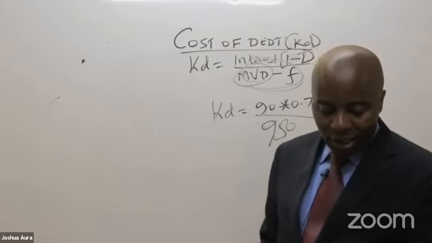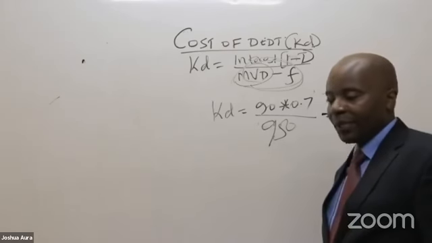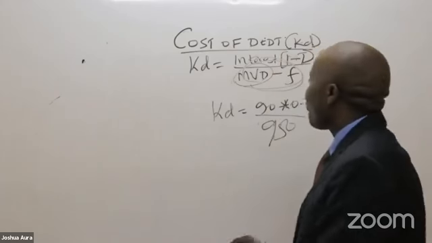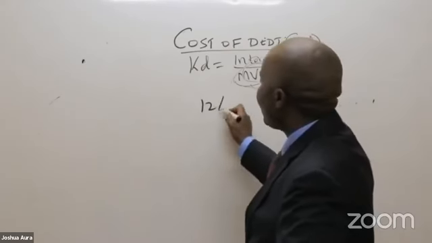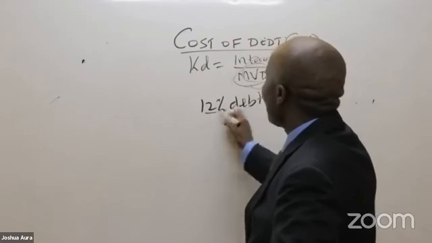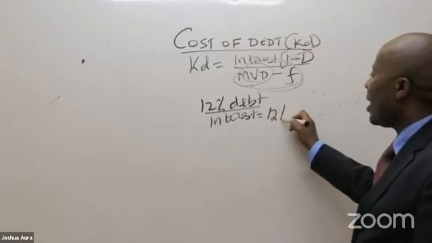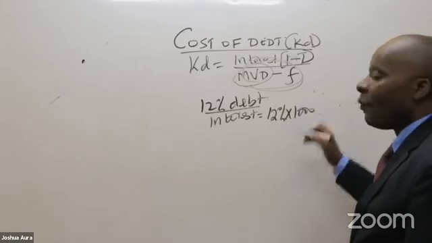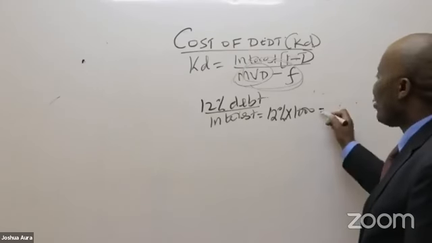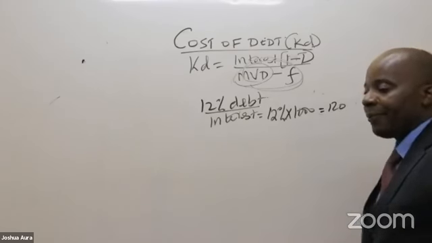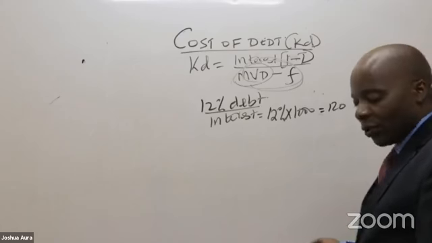The next thing is the 12%. So now we are through with the 9%. Let's pick up the 12% debt. First of all, give us the interest. Interest will be 12% of the 1,000 par value, which is 120. 1 minus tax, of course, I know is 0.7.